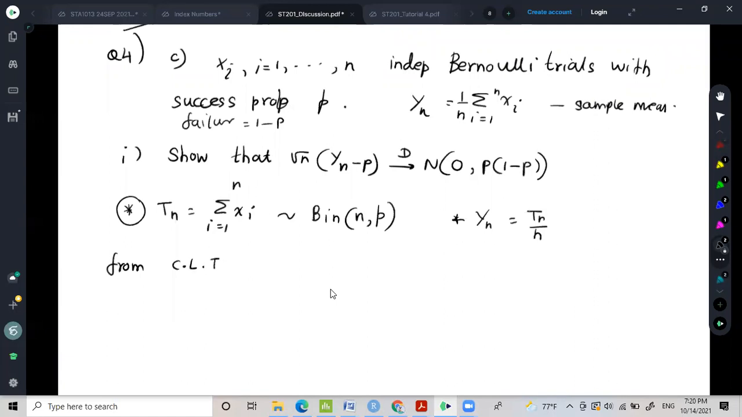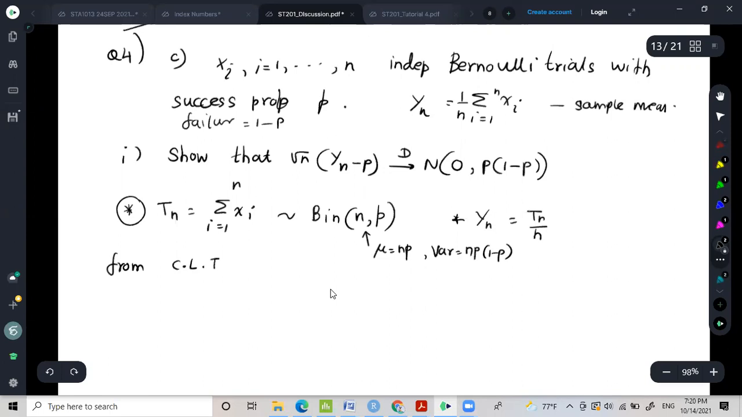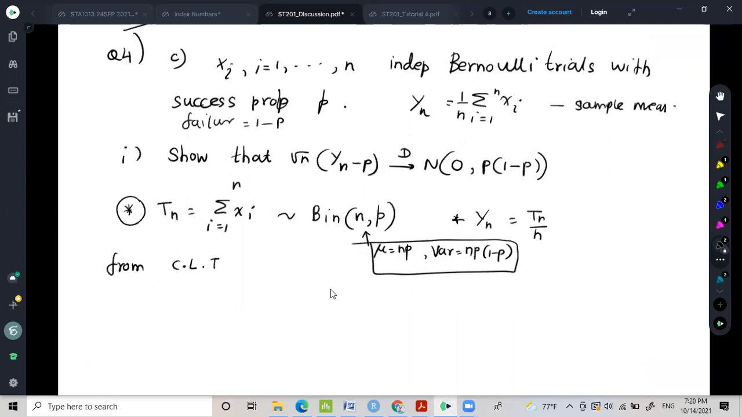Now what is our population? Our population is this binomial distribution. And for the binomial distribution, what is the mean? The mean is n times p, and the variance is n times p times 1 minus p. You know this from previous courses. Let me check in the exam paper. No, it's not given, so you know this from the previous courses. Now from the central limit theorem, what do we know? What is our sample mean? The sample mean is Yn, right?